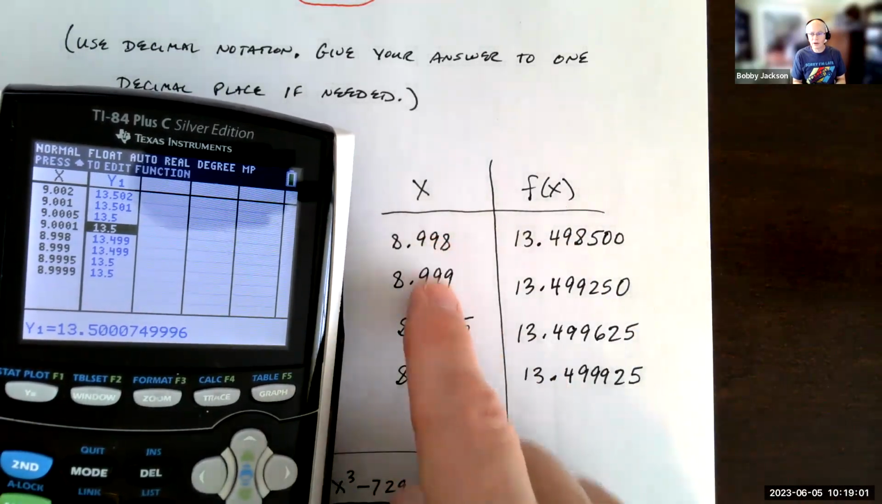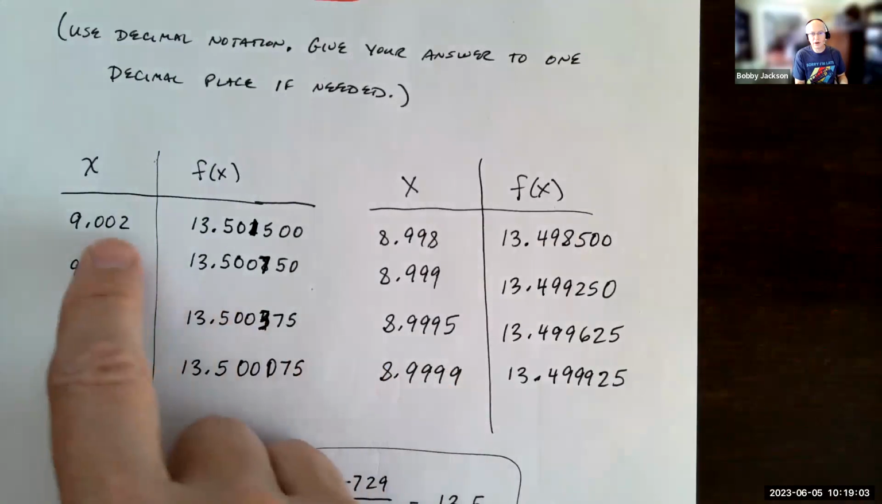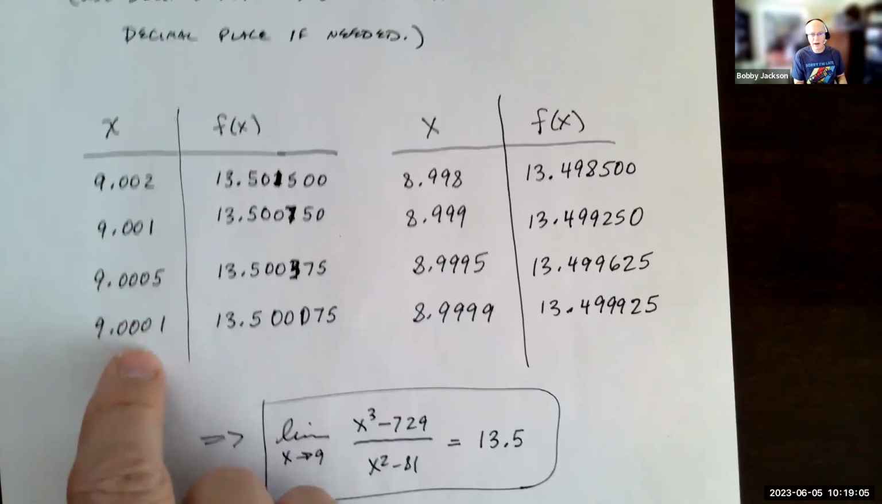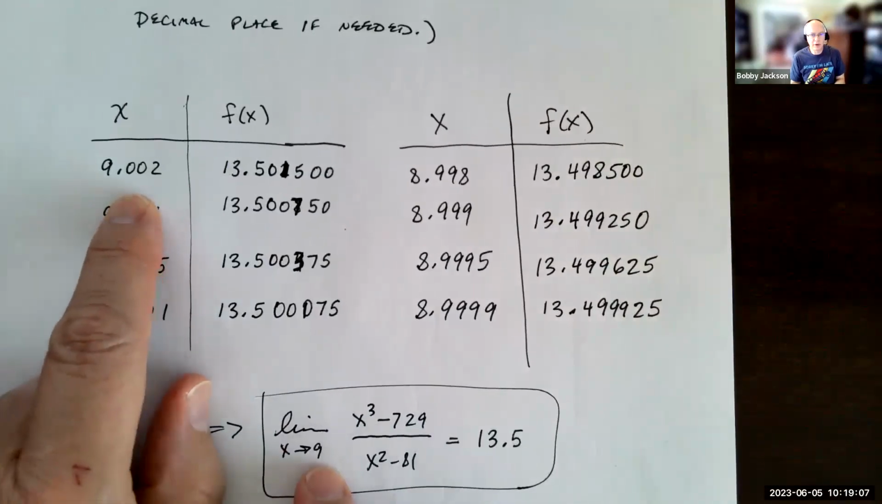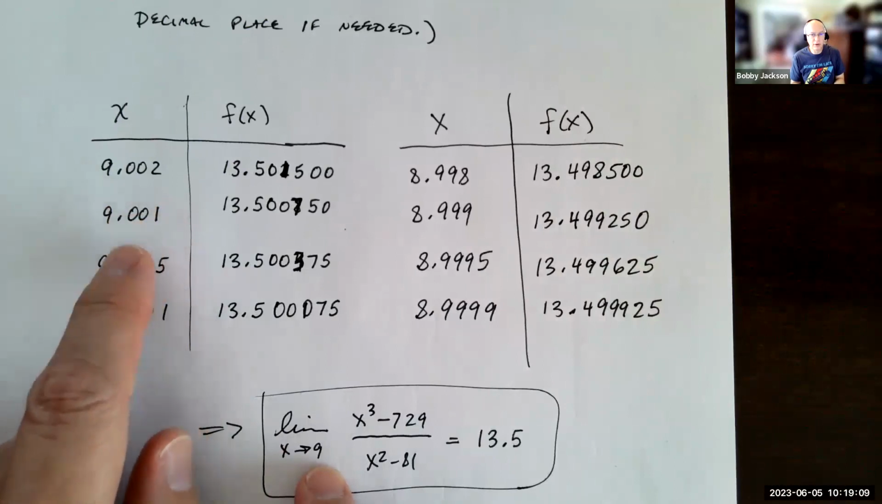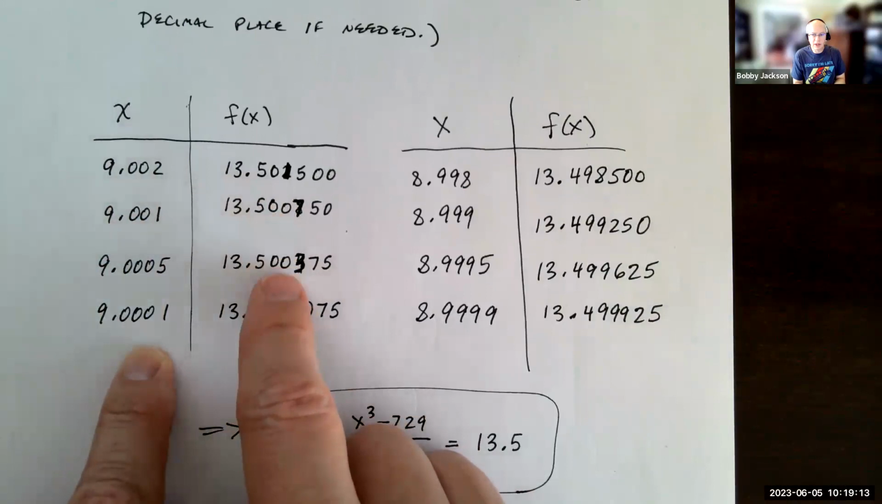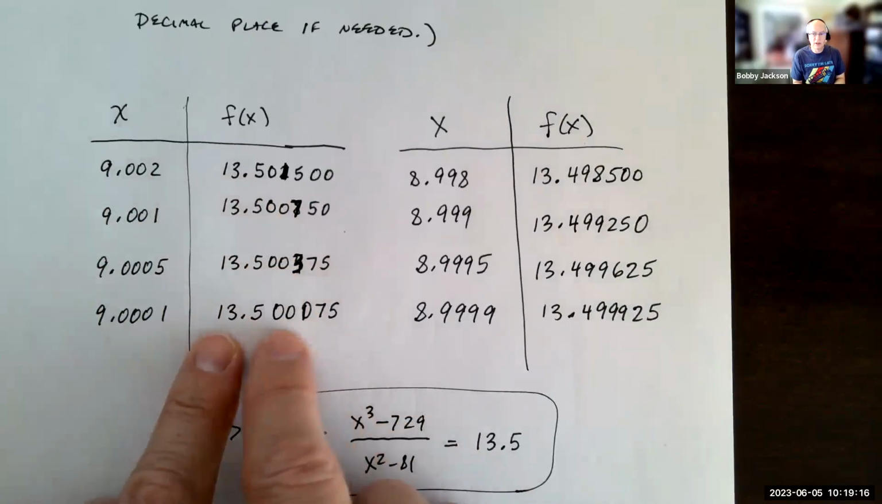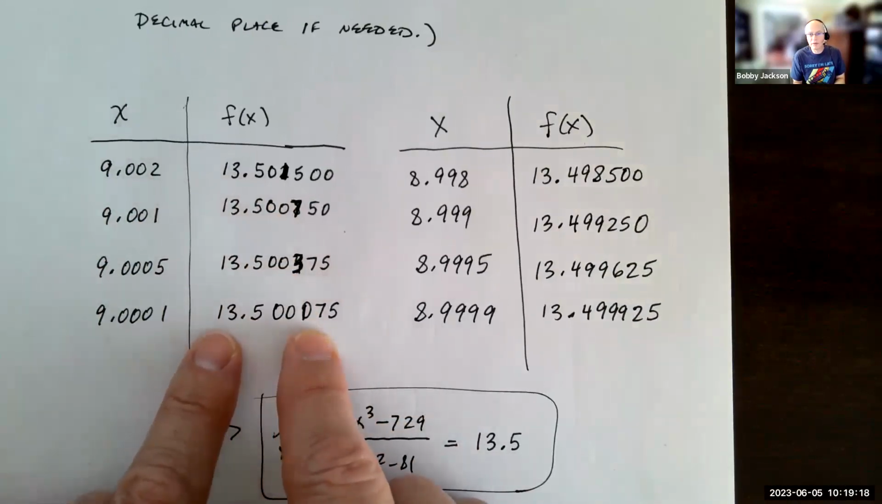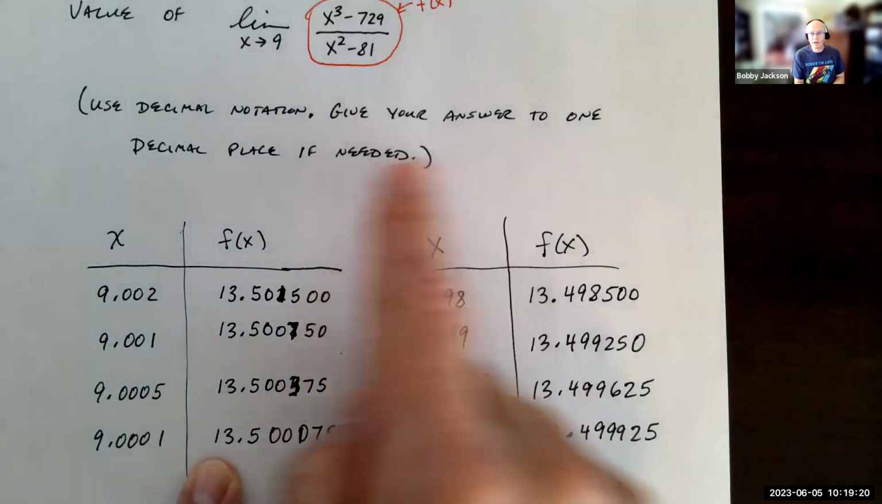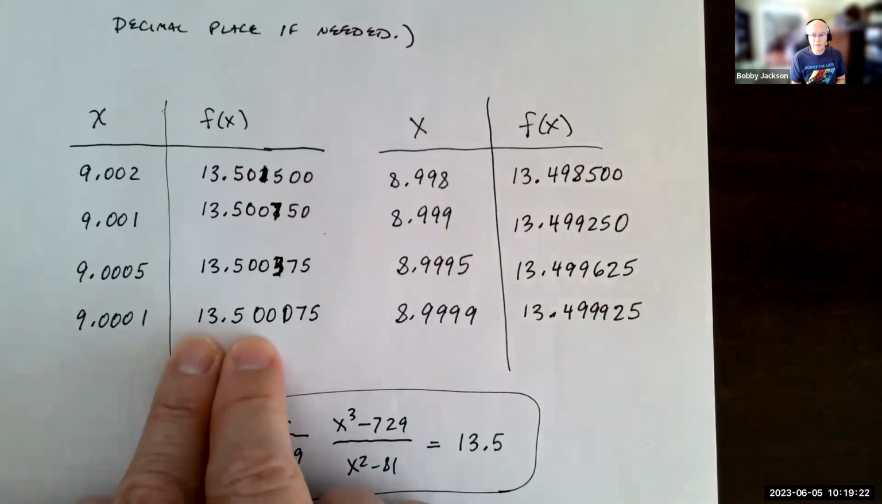I also entered these values on the other side. These values are all close to 9, but below 9. These are all close to 9, but above 9. And so as we get closer to 9 from above, 9.002, right, these values are getting closer to 9. What does it look like the function is getting closer and closer to? Well, it seems like 13.5. Again, rounding to the nearest decimal place, that seems to be the most obvious answer here.